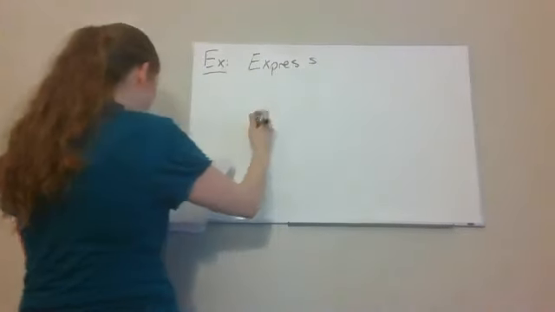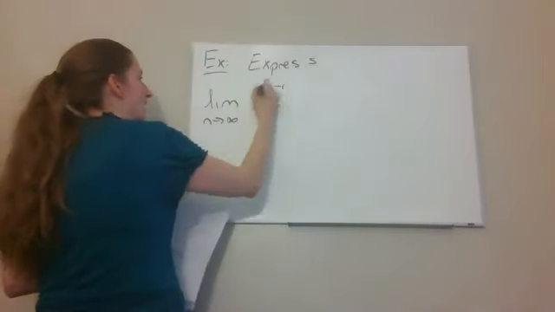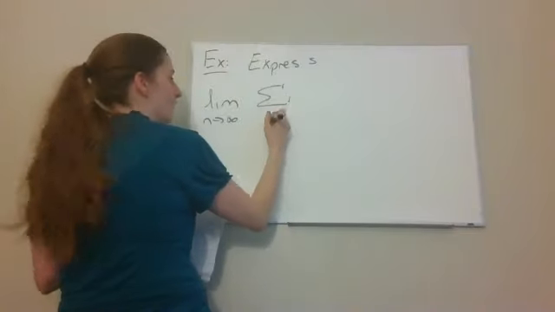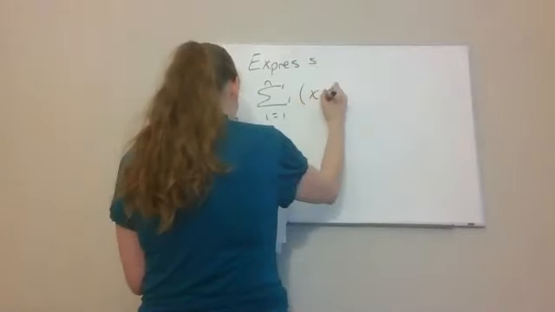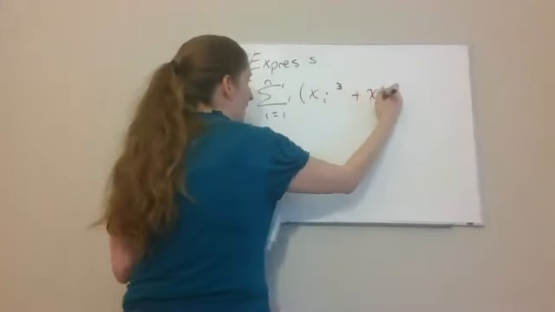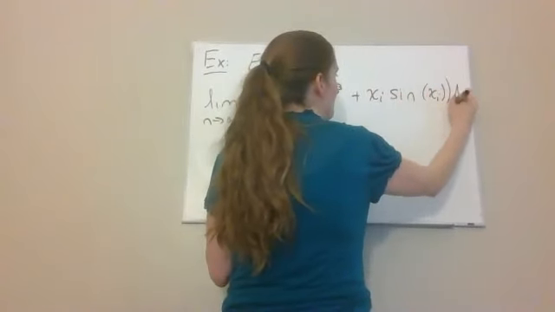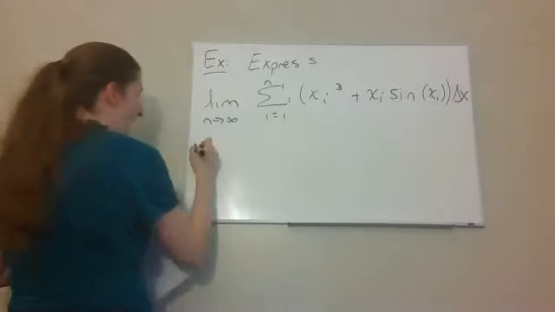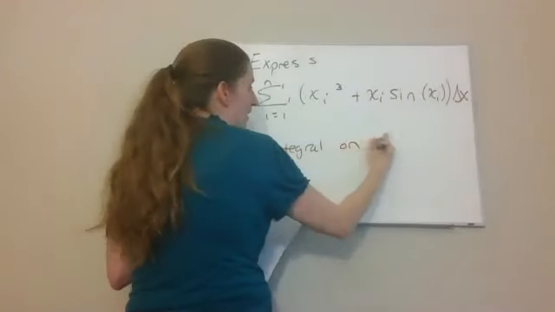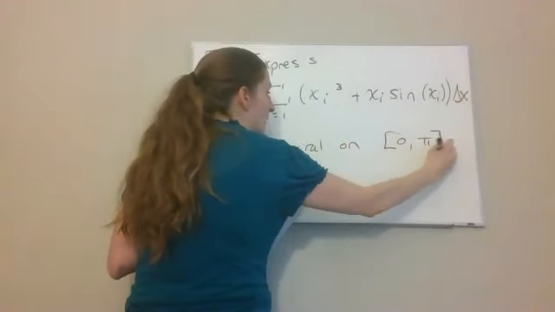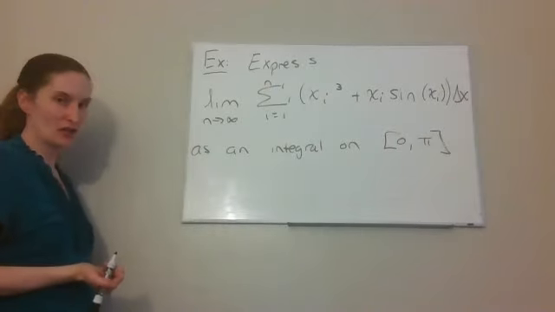Let's express this sum, the limit as n goes to infinity of the sum from i equals 1 to n of x_i to the third plus x_i sine of x_i delta x, as an integral on the interval 0 to pi. Well, this is a lot scarier looking than it actually is.